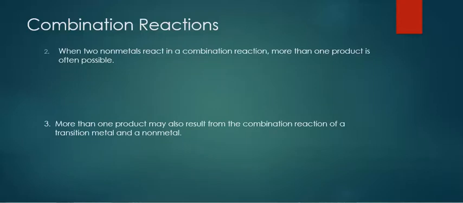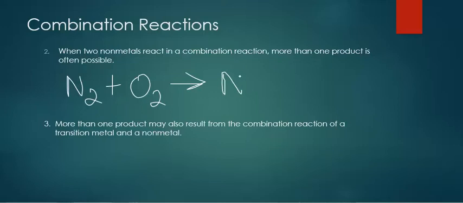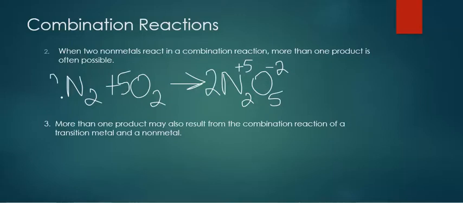Number 2, when 2 nonmetals react, such as nitrogen and oxygen, more than one product is often possible. However, for our purposes, we're going to use the most common charges, oxygen being a -2 and nitrogen being a +5 in this case. So N2O5. And then we can go back and balance this equation with coefficients. Again, 2 elements produce one product.